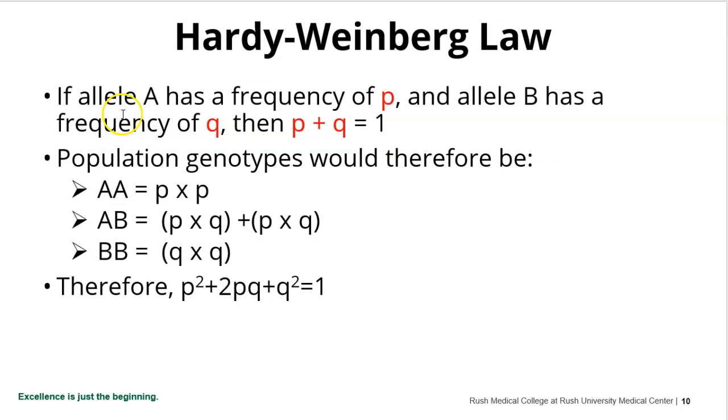So if the allele A has a frequency of little p, and B has a frequency of little q, p plus q equals 1. In a population, AA is p squared, AB is p times q plus q times p, or 2pq, and BB is q squared. So p squared plus 2pq plus q squared equals 1.